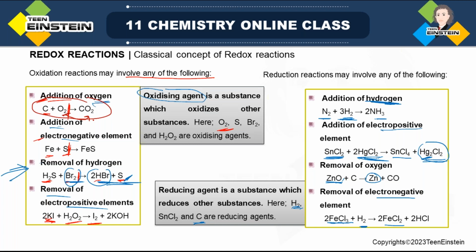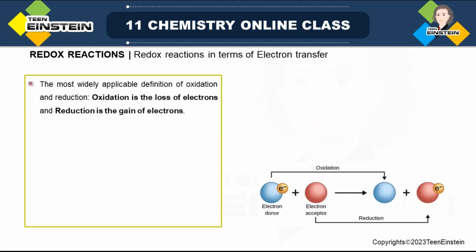So here in C plus O2, you can easily say that oxygen is added to carbon. So according to the definition of addition of oxygen, it is an oxidation reaction. So carbon is undergoing oxidation. But how will we say that oxygen is undergoing reduction? Because you cannot find any of these options. So we will take the help of the other concept, which is electron transfer. So here we have this slide.